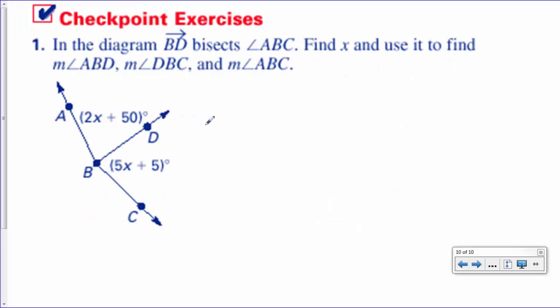One final example, same as the last example. This time we're going to find angles ABD, DBC, and the entire angle ABC. It still bisects the entire angle, this ray BD. We're going to set up the equation the same since it bisects. These are equal parts. 2x plus 50 equals 5x plus 5.